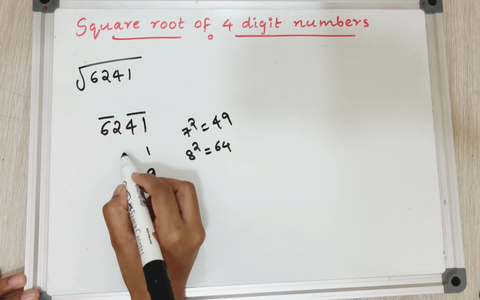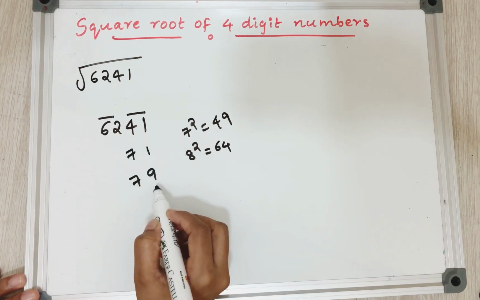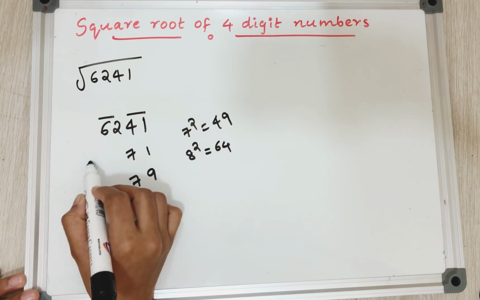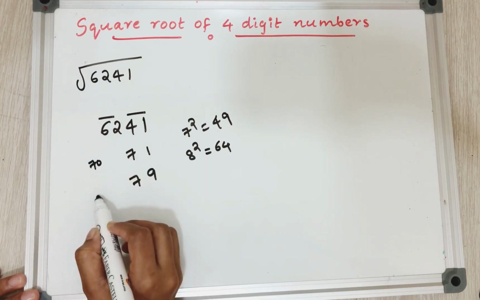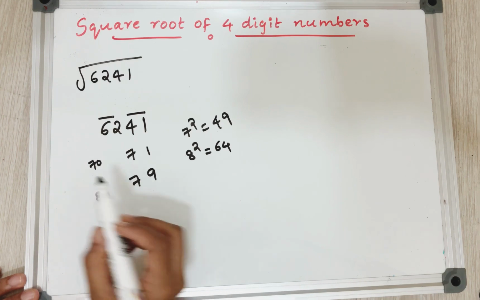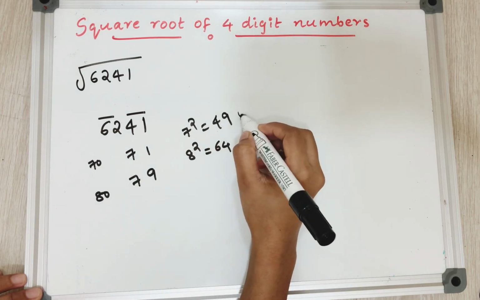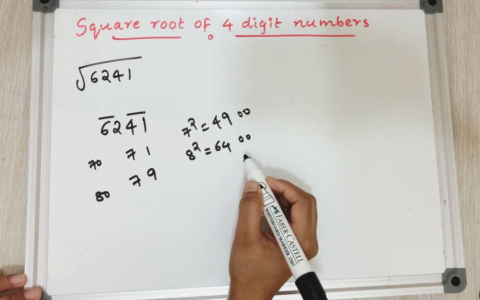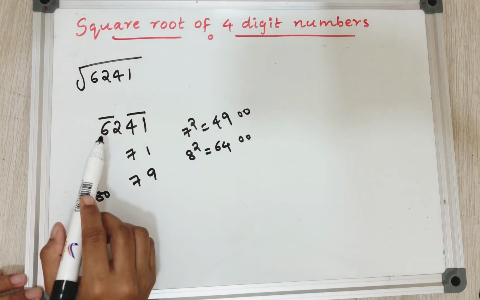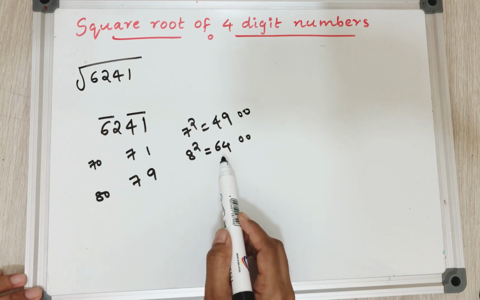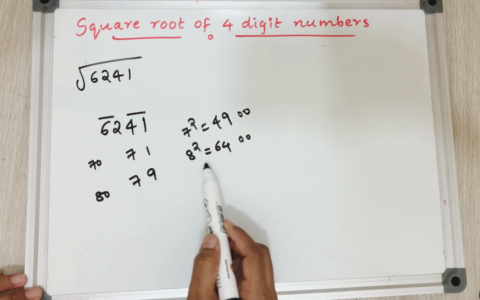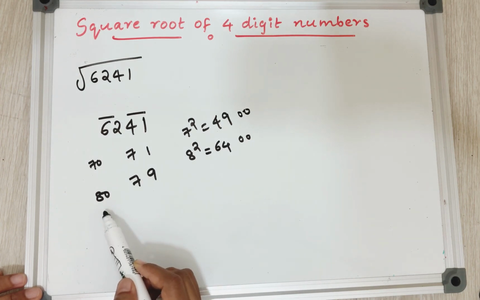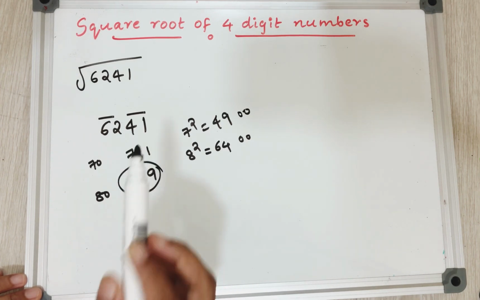62 lies in between 64, that is 8 square, and 7 square, 49. Here smallest is 7. We have two cases. So next we have to see 71 is close to 70 and 79 is close to 80. See, 70 square is equal to 4900 and 80 square is equal to 64 into 100. Clearly, 6241 is close to 6400, or 80 square, and 79 is close to 80. Therefore, our answer is 79.